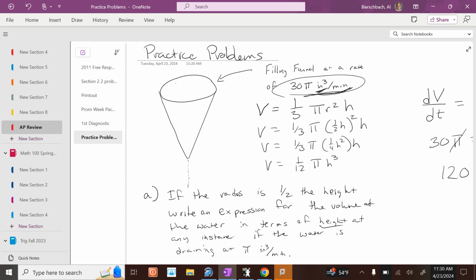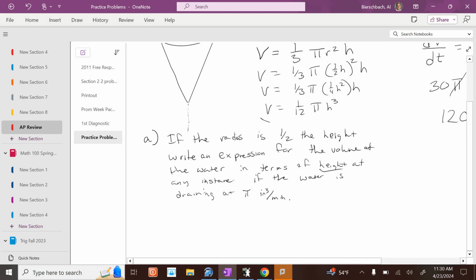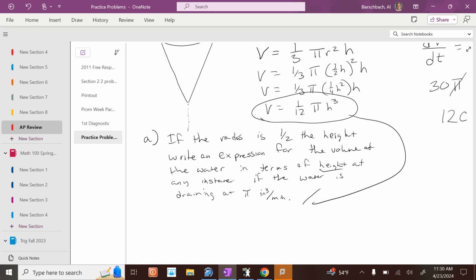I made this too complicated. This is part A. The volume at any time. The volume is 1/12 pi h cubed. But, yeah, express the rate as a volume in terms of height at any time. Okay? The volume, height, anytime. All right. So that is A.